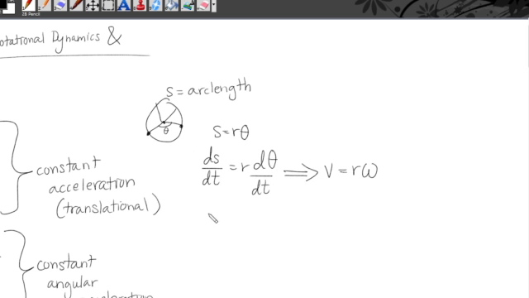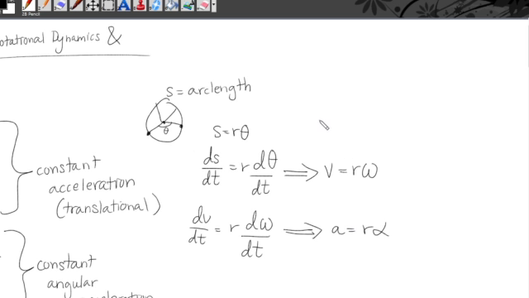And finally, we have... what was I going to say? Oh, yeah. If we take the derivative of this one more time, we get dv/dt equal to r times d omega/dt, and we're not taking the derivative of r because it's constant. This implies that the tangential acceleration is just r times alpha.